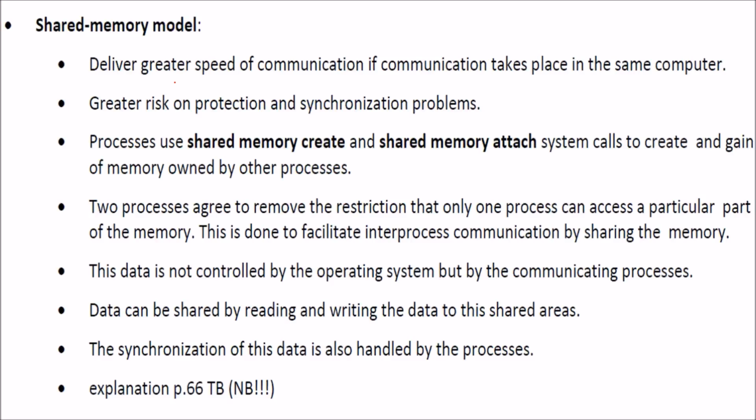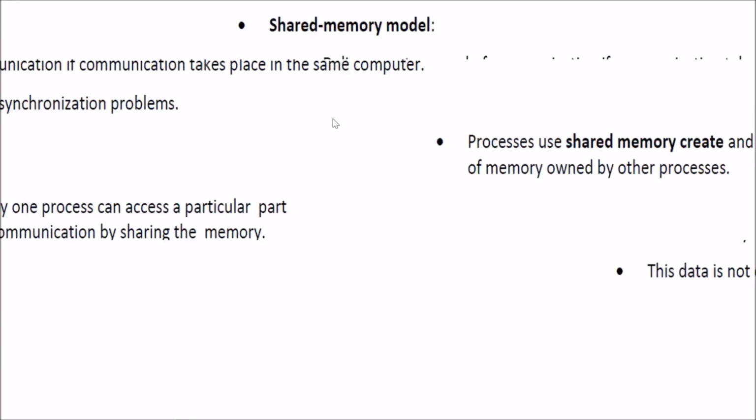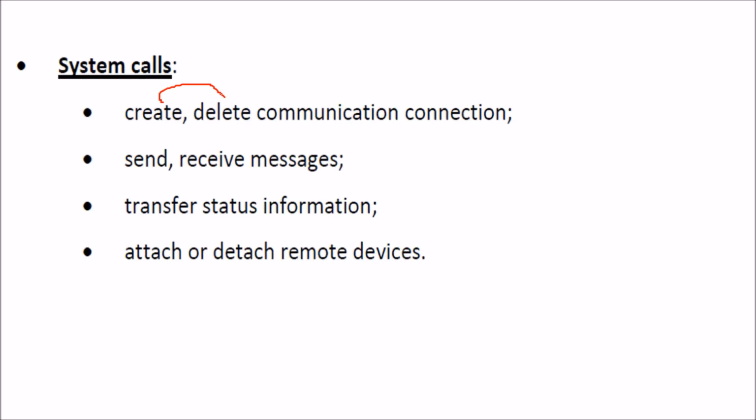Then we have shared memory. In this, the delivery is quite faster, and processes use shared memory. Shared memory create and shared memory attach are the two system calls used to create and gain access to memory owned by other processes. The data is not controlled by the operating system but by the communicating processes. Even the shared areas and the synchronization are all handled here. The system calls here are create, delete, communication, connection, sending and receiving of messages, transferring of status information, and attaching or detaching remote devices.